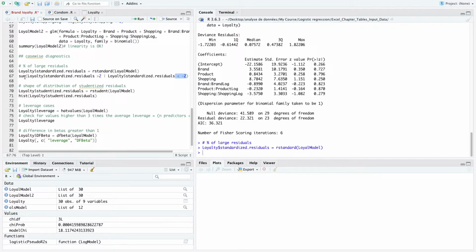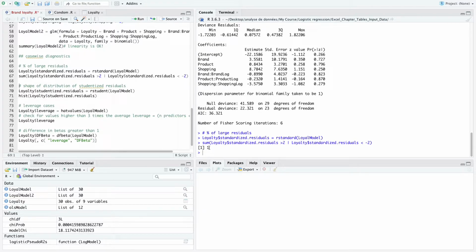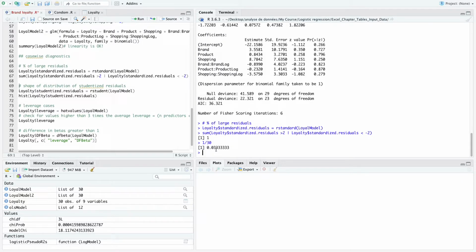Normally, the rule of thumb is that less than 5% of the values should be above 2 or less than -2. So I'll use the function sum just to check how many I have. In my case, I have one case which is either above 2 or less than -2. So 1 over my total of 30 is almost 3.3%, which is less than 5%. So I'm okay in terms of large residuals, okay?